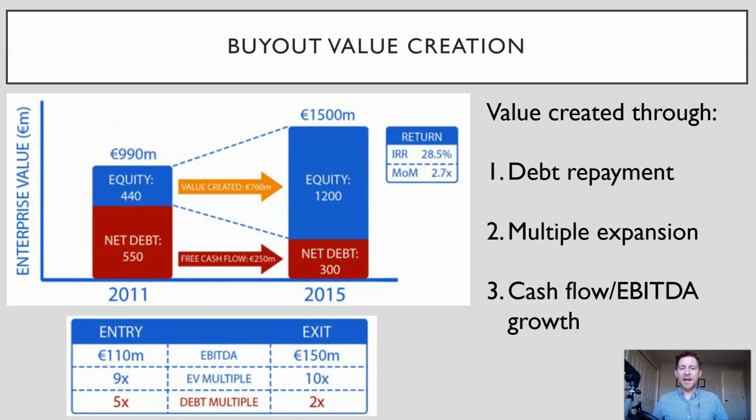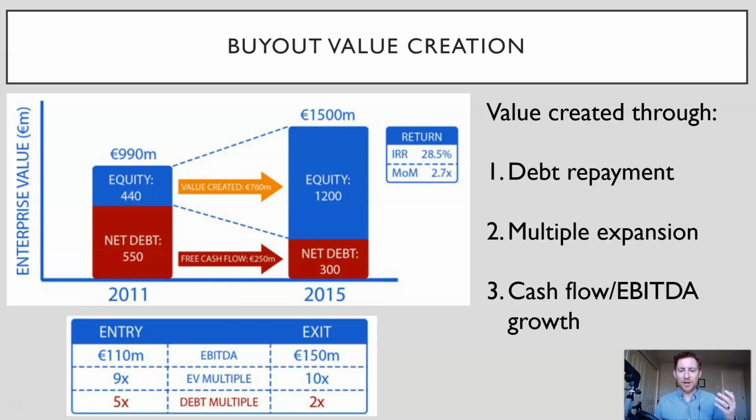So, buyout value creation. This is how they get their investment returns. Number one is they repay debt over time using the cash flows from the business. Second, usually when you acquire a company, it'll be at some multiple. So in this example, it's at 9 times EBITDA. Over time, if you grow the company, typically bigger companies have bigger multiples.